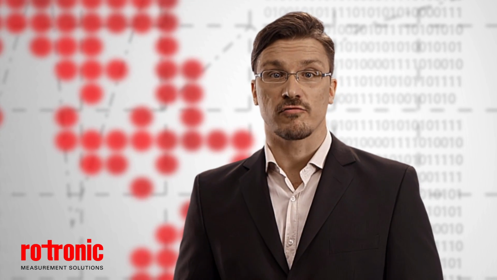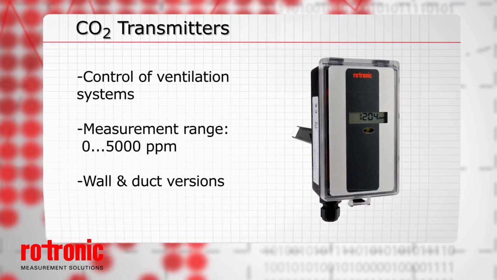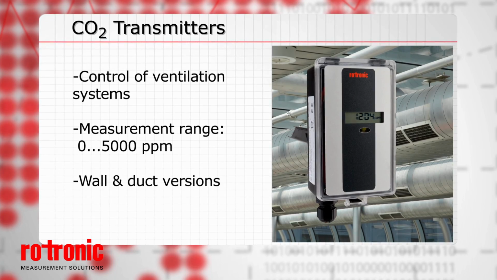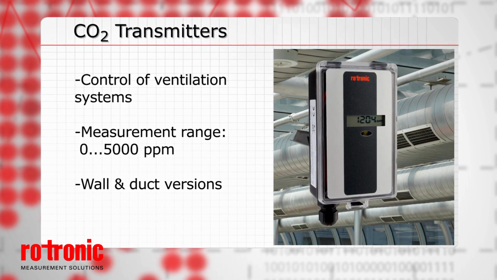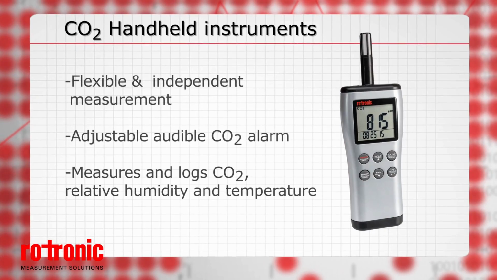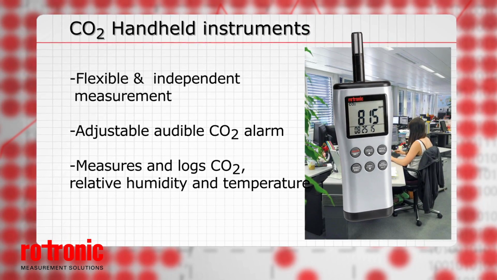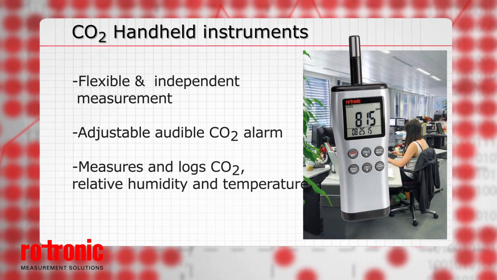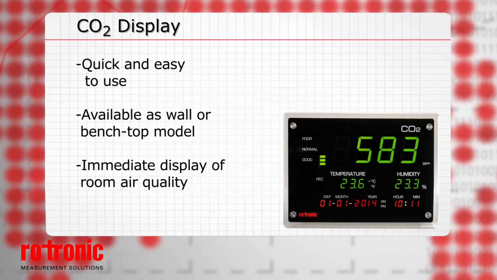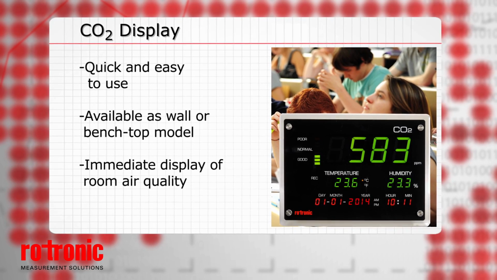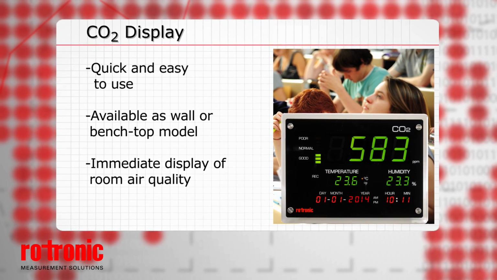Rotronic offers an extensive range of measuring instruments for various fields of use. CO2 transmitters for measurement in air ducts or in rooms, climate chambers or incubators. Handheld CO2 measuring instruments for portable monitoring of air quality in rooms or to detect leaks in filling plants. The practical CO2 display shows the current content of CO2 in the room air, allowing you to know exactly when the room needs to be ventilated.